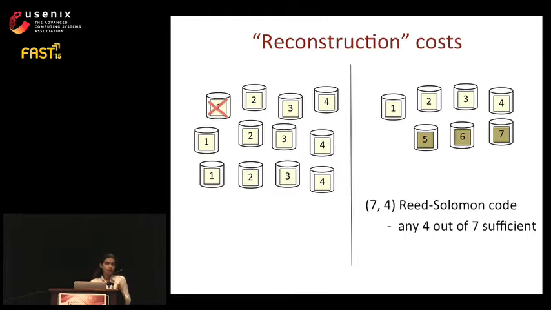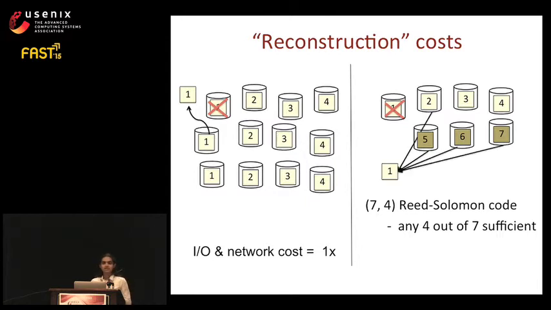Now when a block fails in the replicated storage system, it can be replaced by just copying it from another replica. So the amount of data that is read and transferred, that is the I/O and network cost, is equal to the amount of data that we are reconstructing. However, in the erasure-coded system, there is no such replica. So for these parameters, in this example, we need to obtain any 4 of the remaining 6 blocks and decode the desired block. So the I/O and network cost involved is 4 times the amount of data we want to reconstruct.